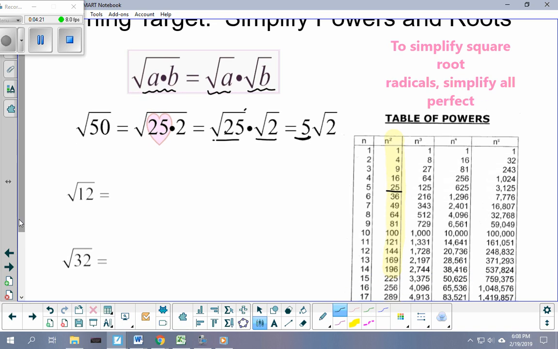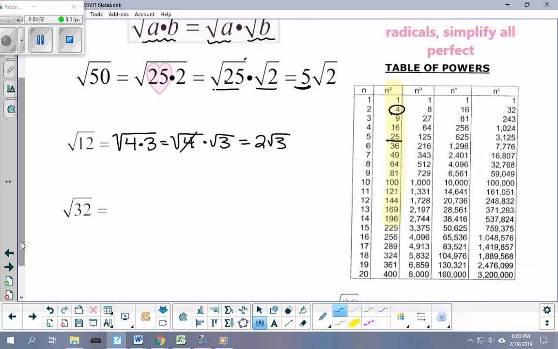Now when we're looking at the square root of 12, well, 12 is not on that list. It's not a perfect square. So we want to look and see, are any factors of 12 on that list? Well, 4 is a factor of 12. So we would write 12 as 4 times 3. Then we can break it apart into the square root of 4 times the square root of 3. And that would be 2 square root of 3, because the square root of 4 is a 2.